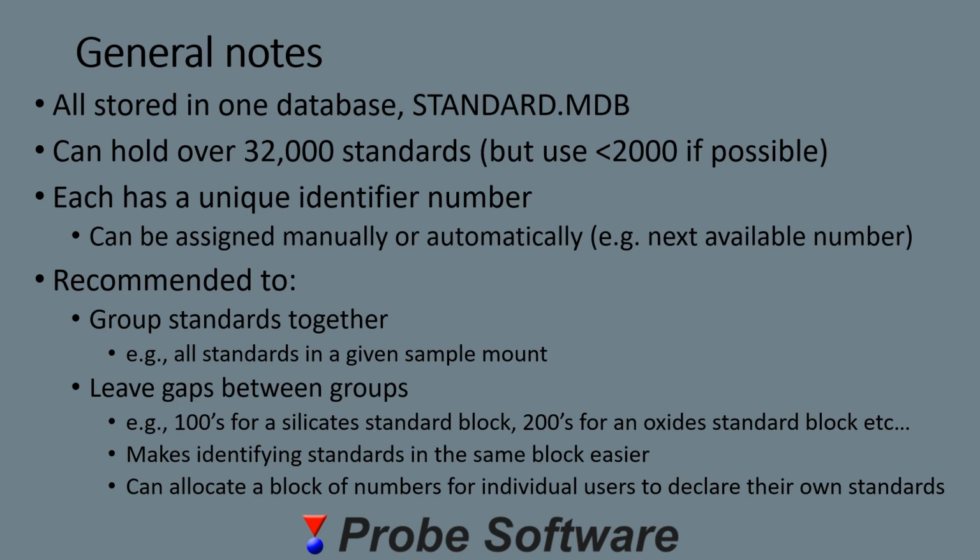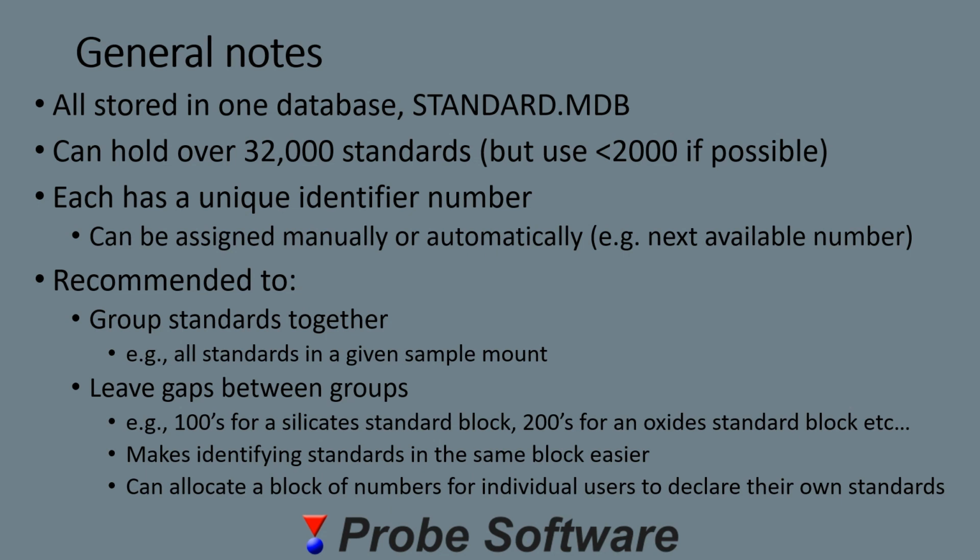Now, this can hold over 32,000 standards, but for reasons I'll explain later, if you can keep below 2,000 if possible, that's helpful. Each standard has a unique identifier number which can either be assigned manually or automatically, e.g. the next available number. Now, it's recommended that you group standards together. So for example, all standards in a given sample mount are grouped together. And it helps if you can leave gaps between these groups of numbers.